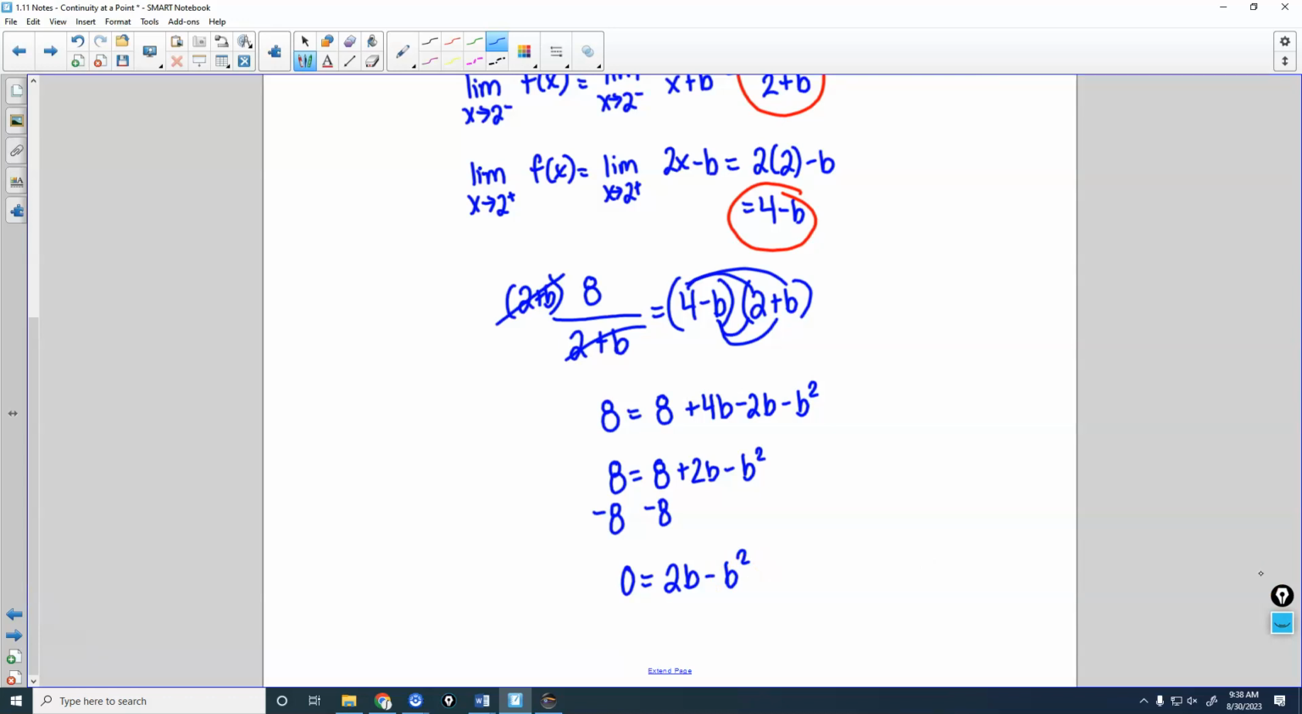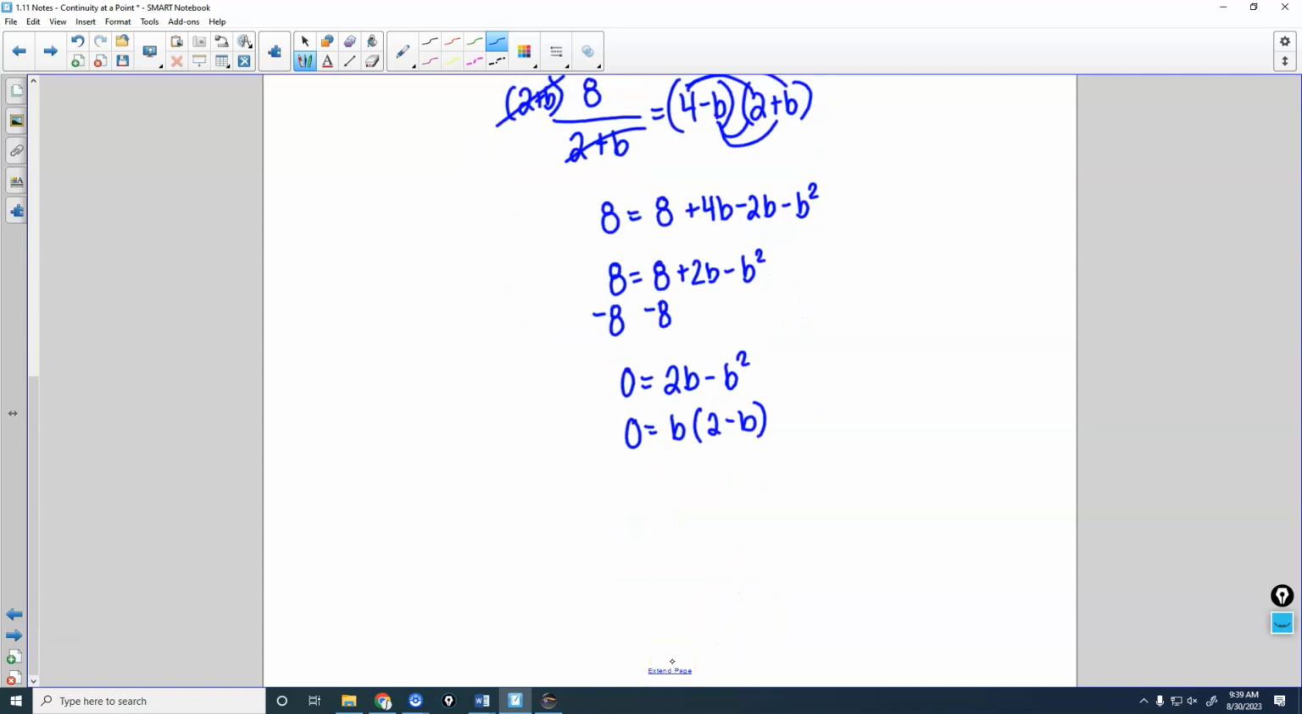Exactly. Okay, so this is a quadratic. Quadratics, you want to move everything to one side, and you want to factor if possible. If you can't factor, you want to use the quadratic formula. This one will factor. It's just the greatest common factor. So we pull the b out, and we get 2 minus b. All right? And so then what do I do once I factor it?